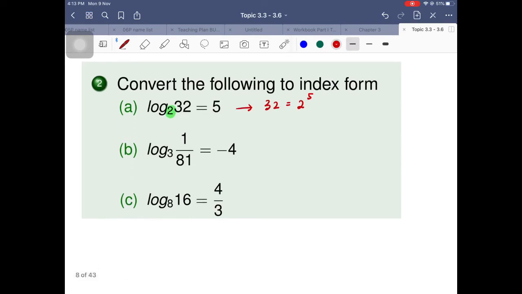What happens for b is that the base is given by a value of 3. When I change it to index form, I'm going to have 1 over 81 equal to 3 to the power of negative 4. Again, if you press your calculator for 3 to the power of negative 4, it is indeed going to give you 1 over 81. And the last one, my base value is going to equal 8. When I change it to index form, I'll have 16 equal to 8 to the power of 4 over 3. Again, if you evaluate 8 to the power of 4 over 3, you will get a value of 16.